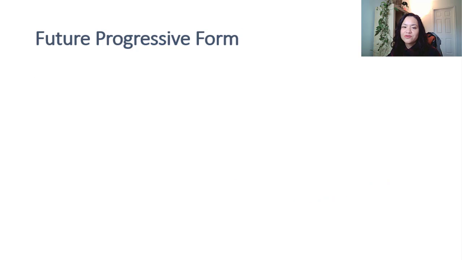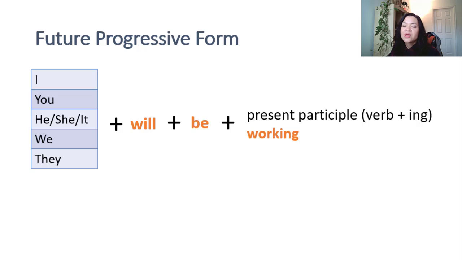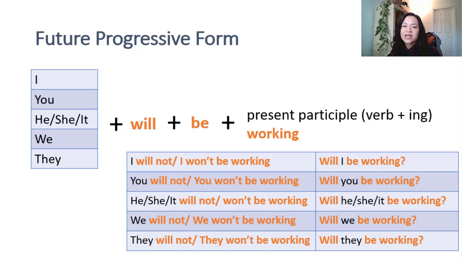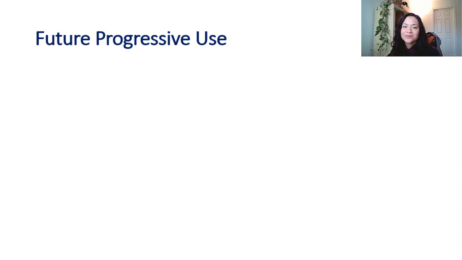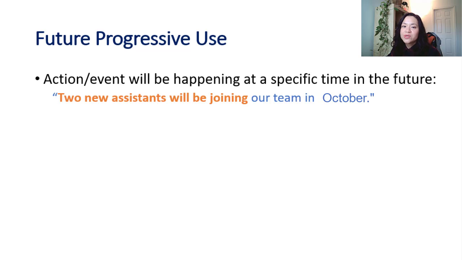Future progressive or future continuous is formed by using will plus be plus verb ing. Will is naturally the auxiliary verb here for negatives and questions. Like all progressive tenses, only active verbs and not stative verbs can be used with future progressive. Future progressive is used to emphasize what will be happening at a specific time in the future. Two new assistants will be joining our team in October.